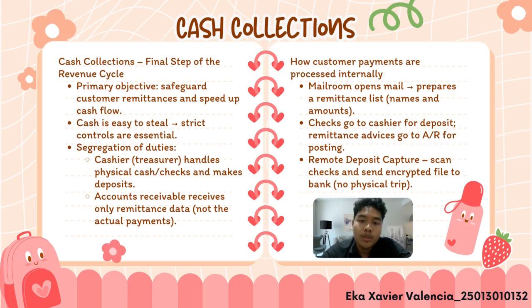One of the most important controls is segregation of duties. The cashier, who reports to the treasurer, handles physical cash and checks and makes bank deposits. Meanwhile, the account receivable function receives only remittance data. That is information about who paid and how much they paid, but never the actual payment.